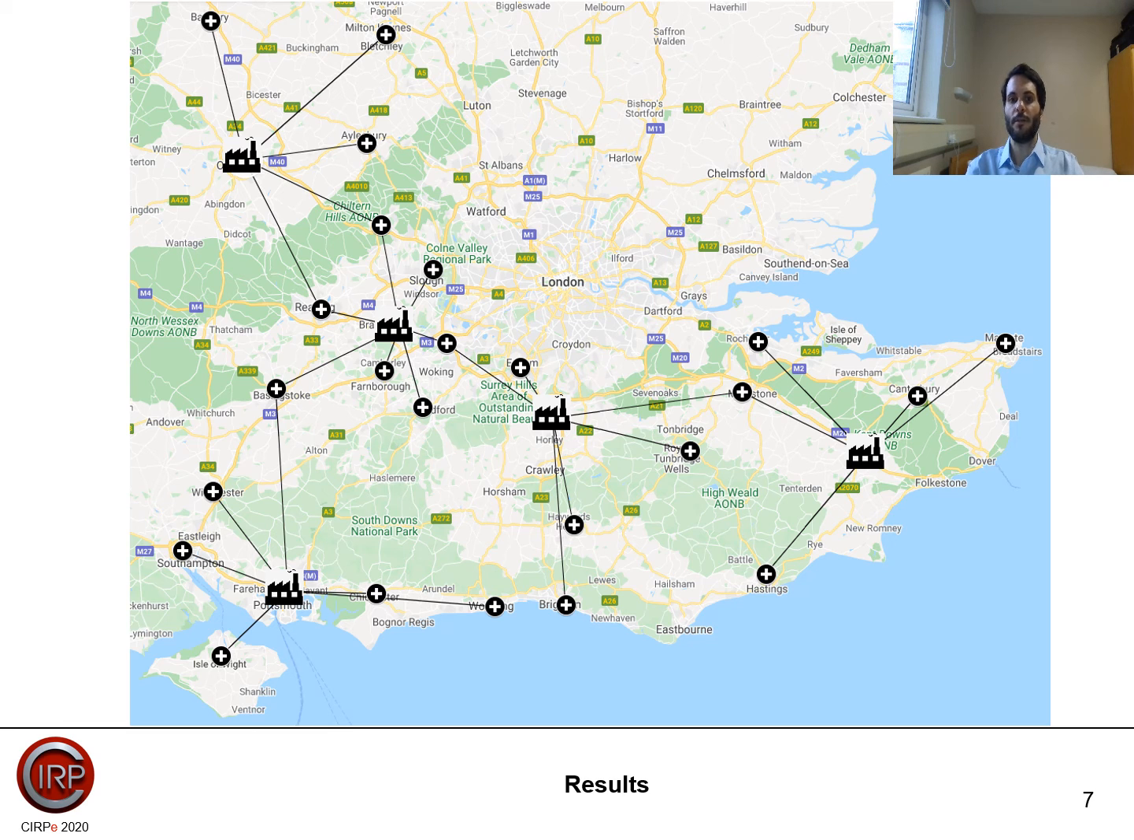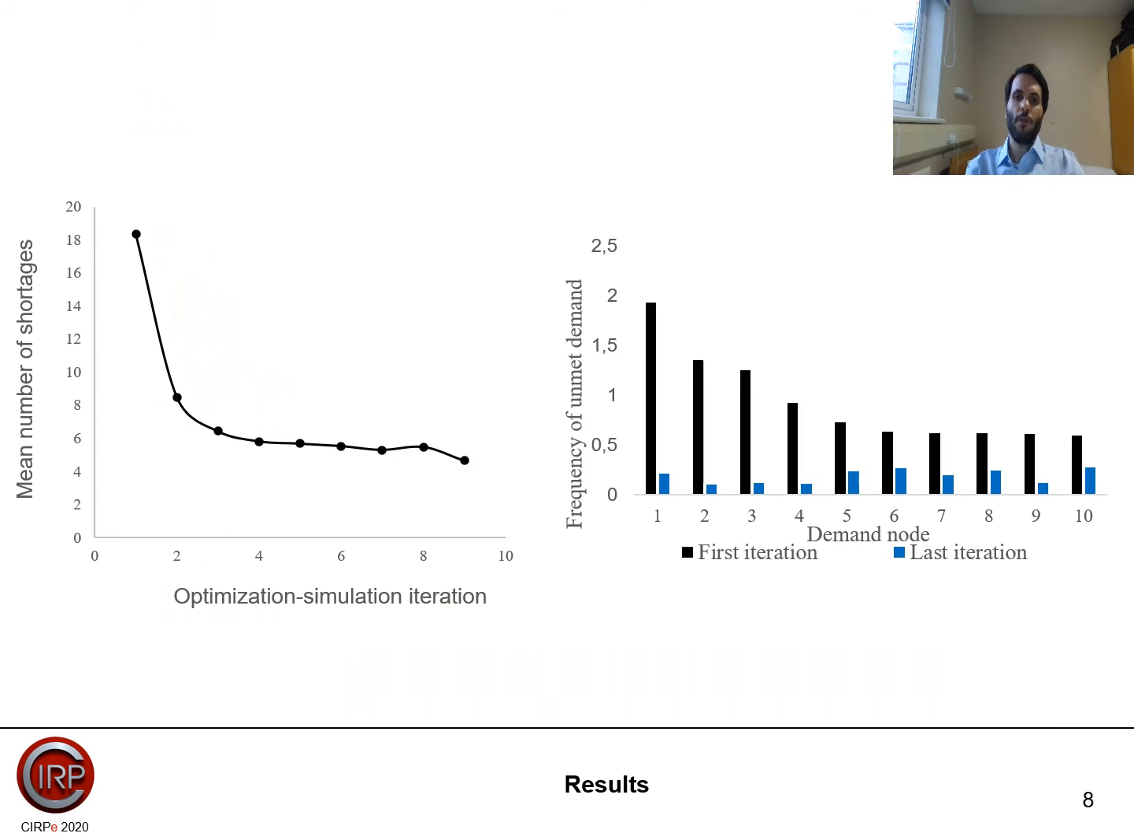When applied with minimizing the total supply weighted distances traveled, the framework generated the production network depicted here in this slide. 5 available AM equipment were chosen, and the framework placed them as depicted in the figure here. It took 9 optimization simulation iterations to reach a steady state where the framework ceased to improve the system's performance. In the first optimization simulation iteration, the average frequency of the occurrence of unmet demand was around 18 occurrences.